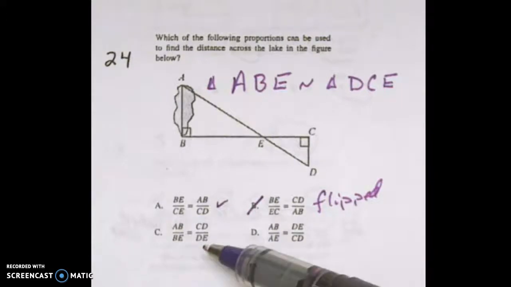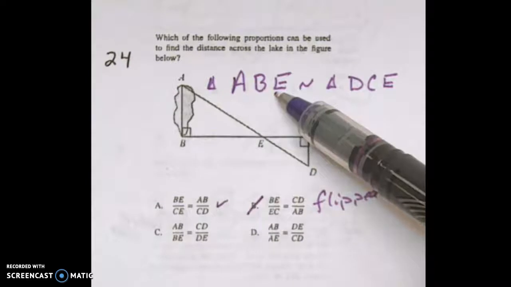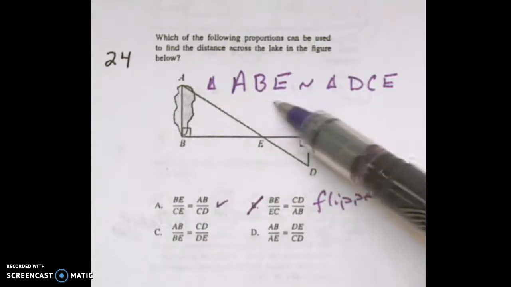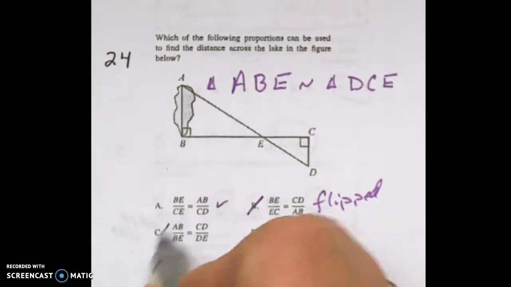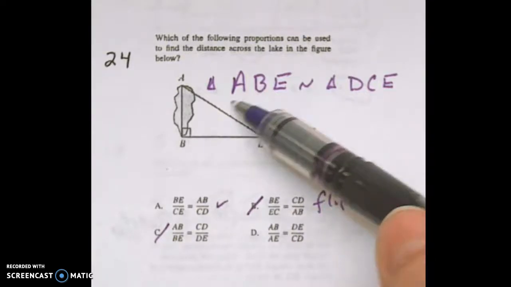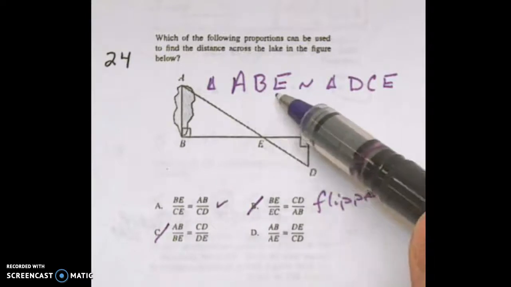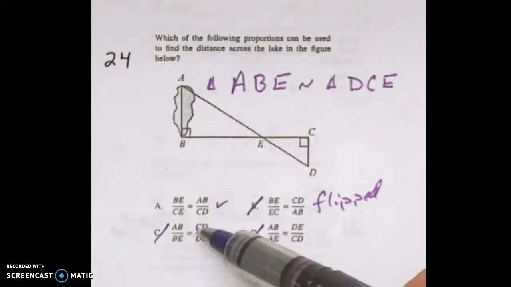If I look at answer choice C, AB, my first two letters, over BE, my second two letters, that doesn't even make sense. They're in the same triangle. That's not going to help me find the distance across the lake. CD and DE, so that's not going to work. And answer choice D, AB over AE, again I'm using that first triangle, DE and CD, that's not going to work. So the only one that's going to work to help me find the distance across the lake is setting up the proportion in answer choice A.